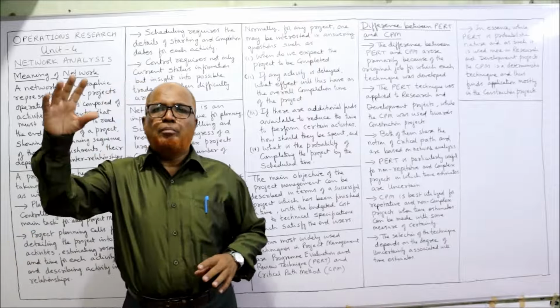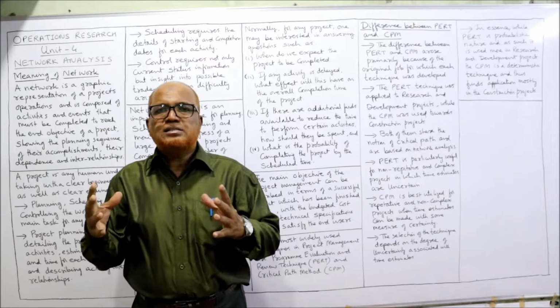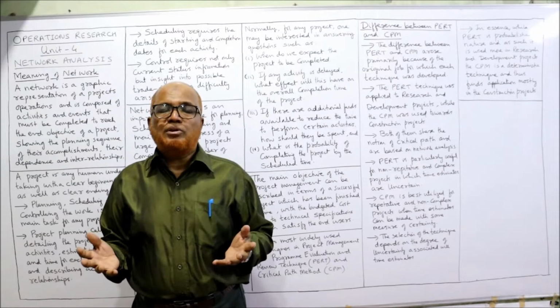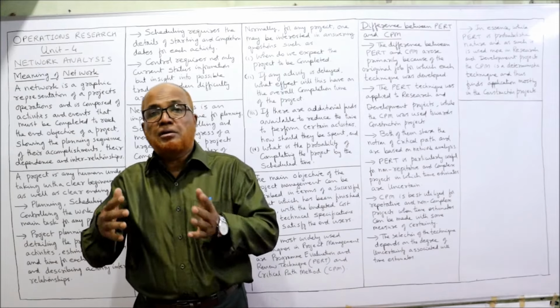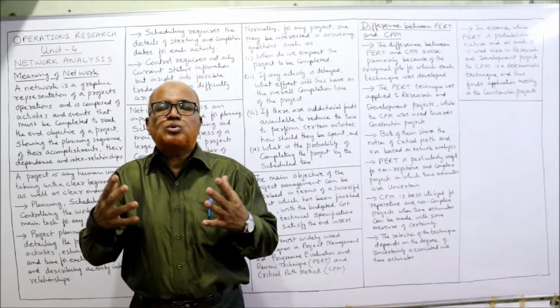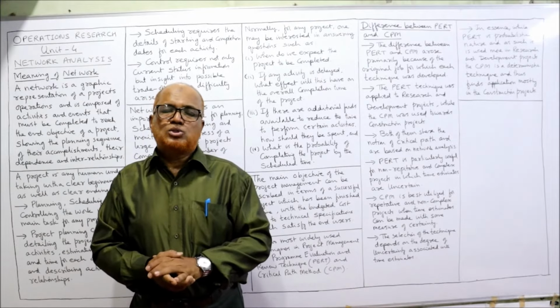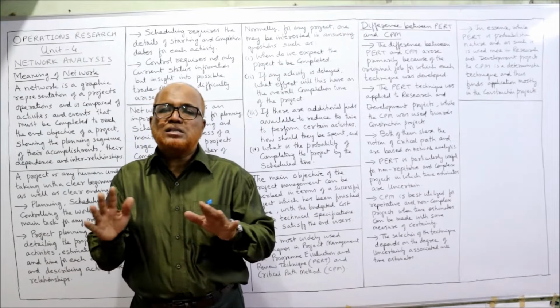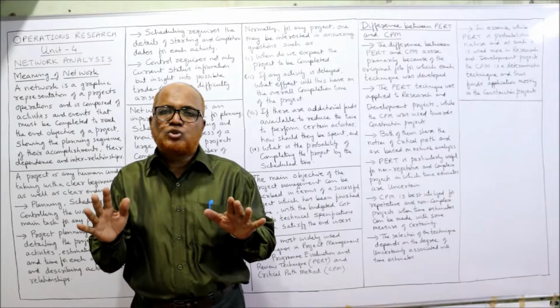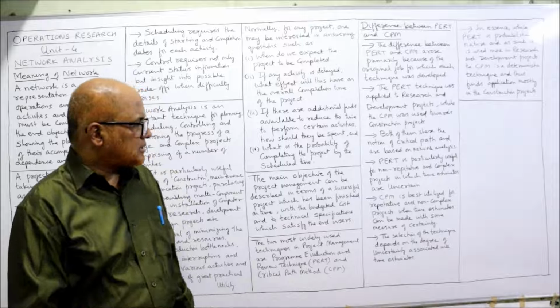Example, in case of a missile. A missile is being developed, planned, researched. So we don't know how much time it will take, because we are making a new type of missile. A new type of computer we are going to make. So in that case, there is uncertainty regarding time, non-repetitive job, so we apply PERT.